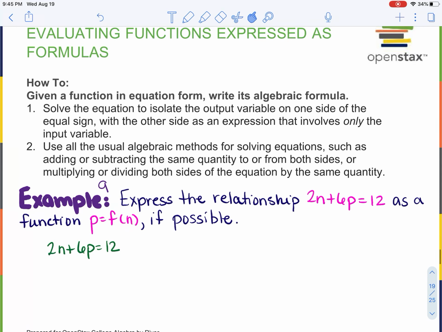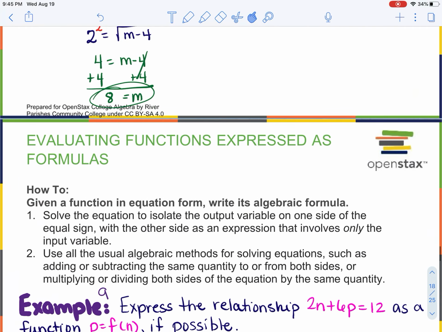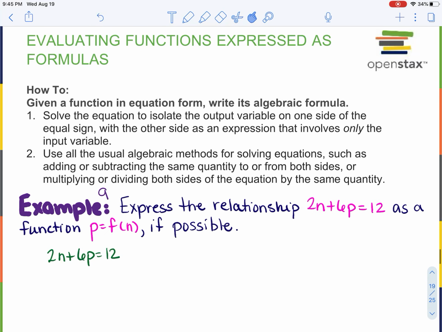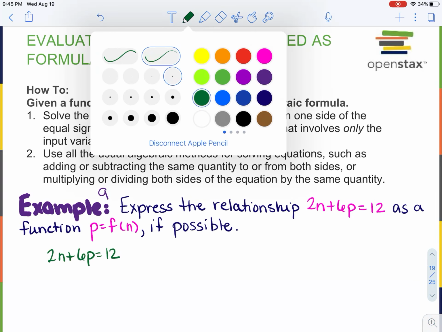So going back up to these steps, I apologize. I think I told you this was a summary of what we did up here, but this is actually showing us how to do something new. So in this case, we want to write this as a function. The first thing you're going to do is isolate the output variable. In this case, the output variable is here. Remember, the output is a function of the input. So we're going to get p by itself. That's the first step.